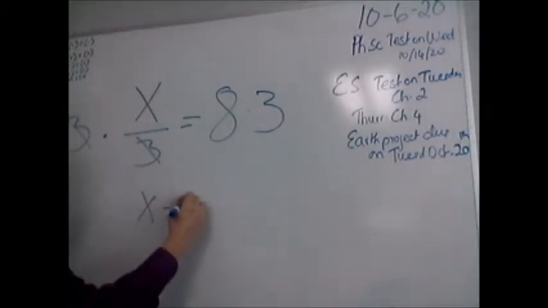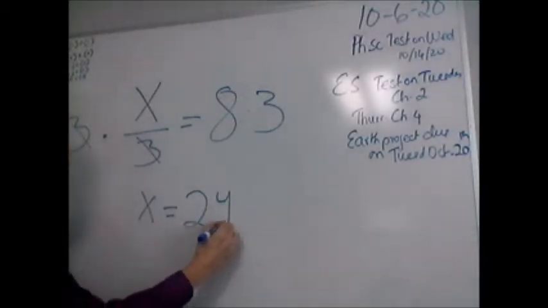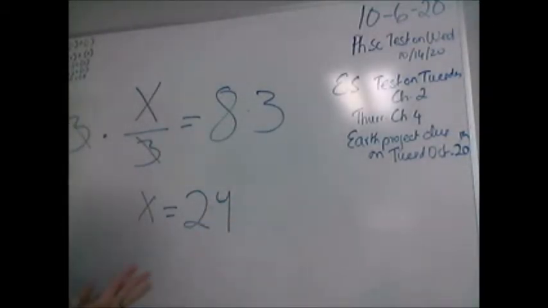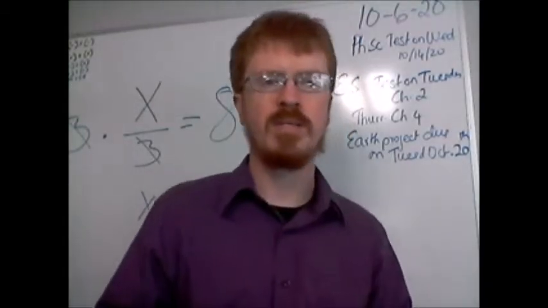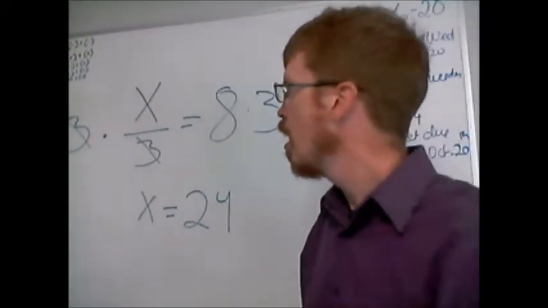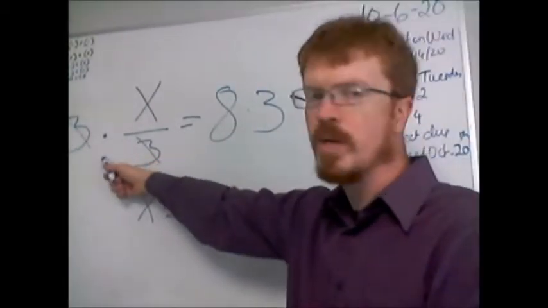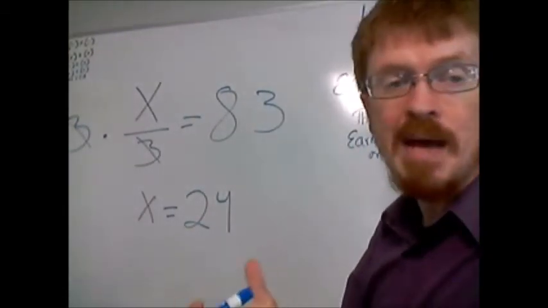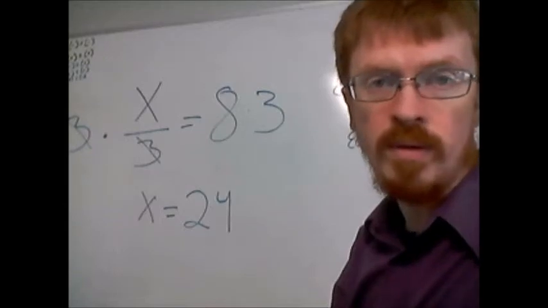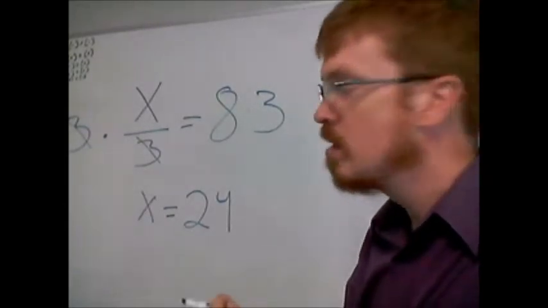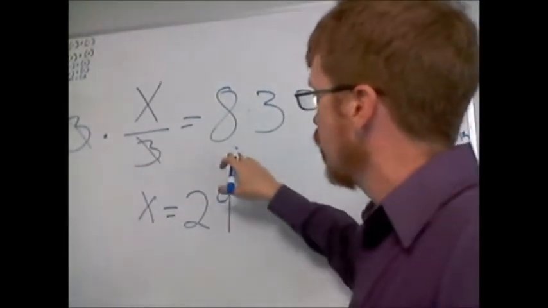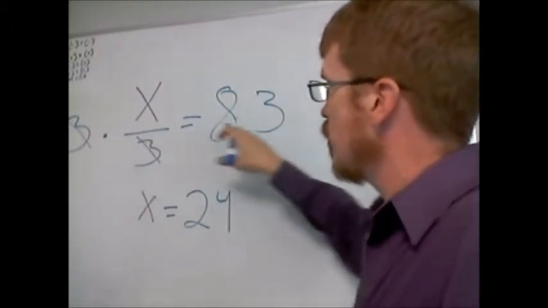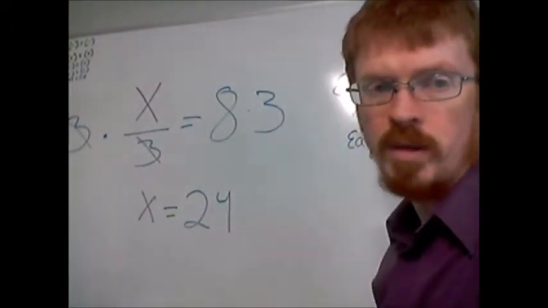x equals 24. Now, some of you may look at that and say, why in the world does multiplication undo division? How does multiplying by 3 over here make it turn to a 0? That part, honestly, is not that important. Just know that it does. So when you multiply on one side of the equal sign, you do the other. x equals 24.